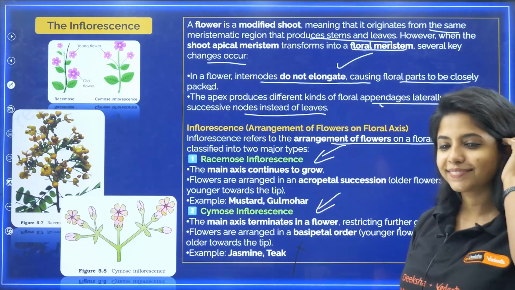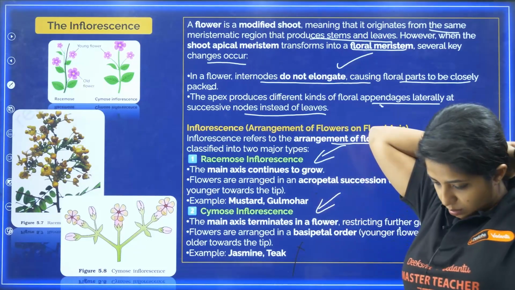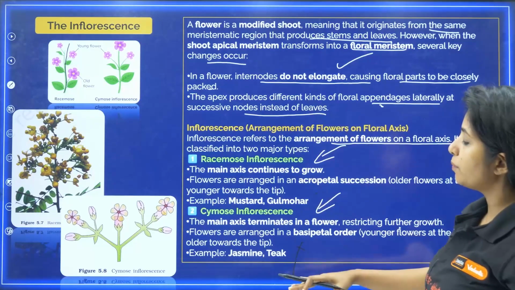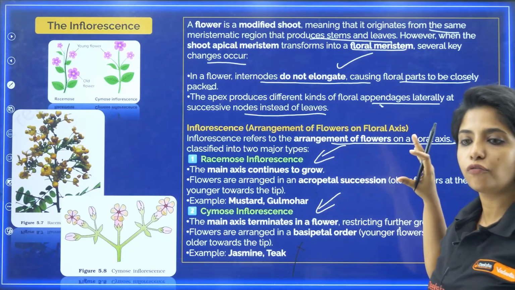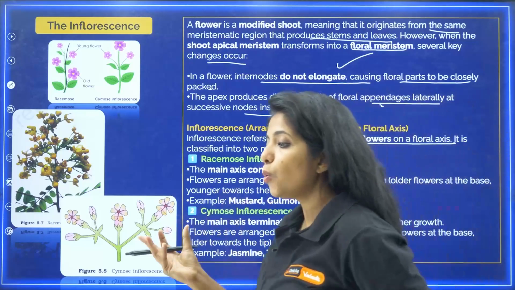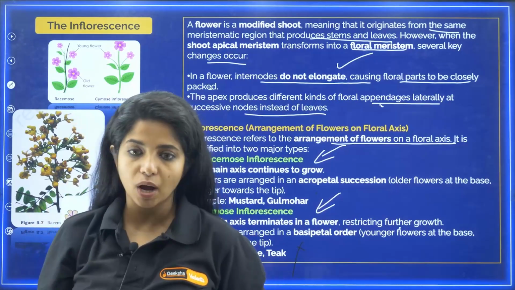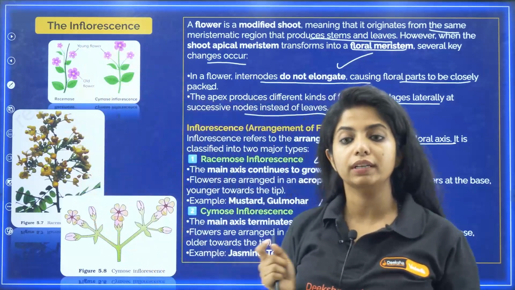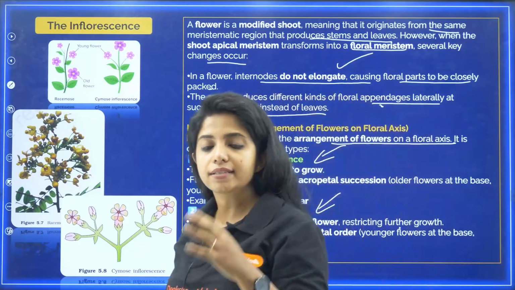Okay, cool. Does it work for you, my dear children? So these are the two types of inflorescence, that is, the arrangement of flowers on the floral axis. On the floral axis, how it is arranged. So either the axis can be freely growing, as in the case of racemose, or it can be terminated with a flower, as in the case of cymose.